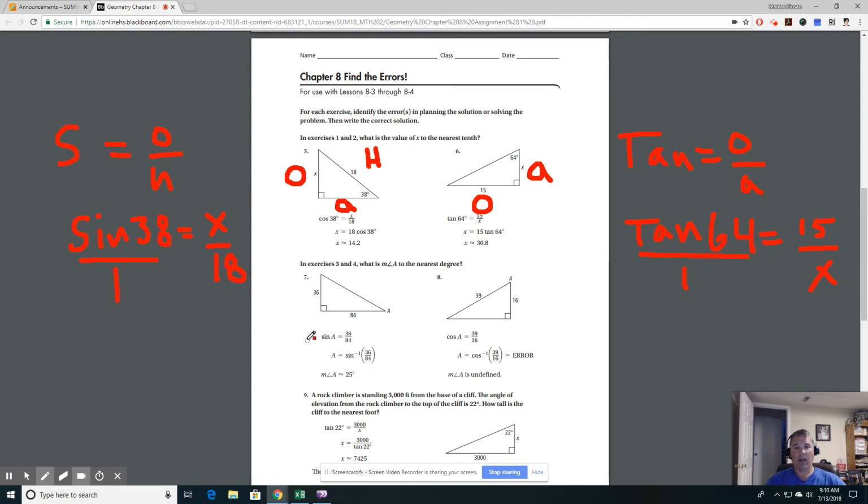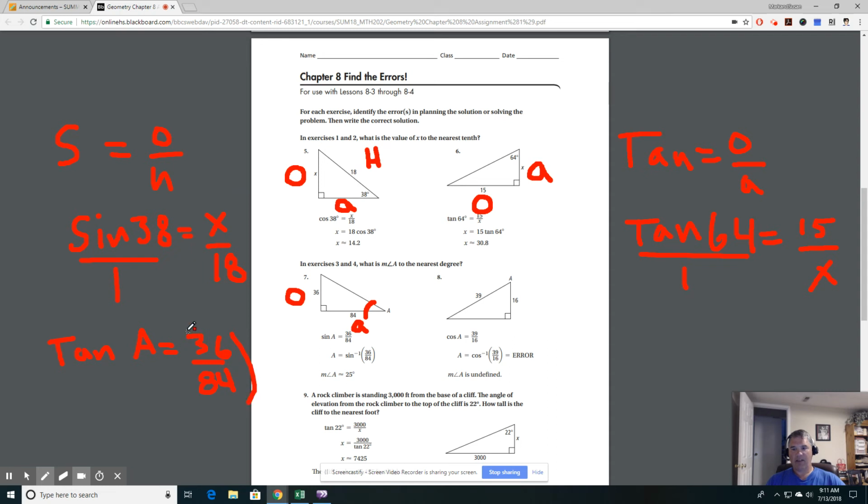Going down to the next one. Let's look at this again. Angle A is what we're trying to find. 36 is the opposite. 84 is the adjacent. Which trig function has an O and an A in it? And it is tangent, right? So we have tangent of A, we don't know what that is, equals 36 divided by 84.